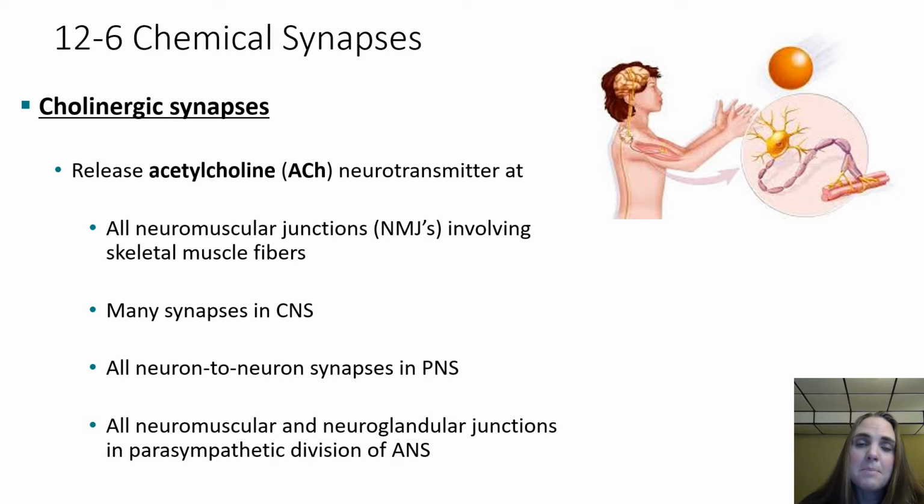We also find this in many of the synapses in the central nervous system and all neuron-to-neuron synapses in the peripheral nervous system, and then all neuromuscular and neuroglandular junctions in the parasympathetic division of the autonomic nervous system. So this is a very common type of chemical synapse, this cholinergic synapse, which involves the neurotransmitter acetylcholine.